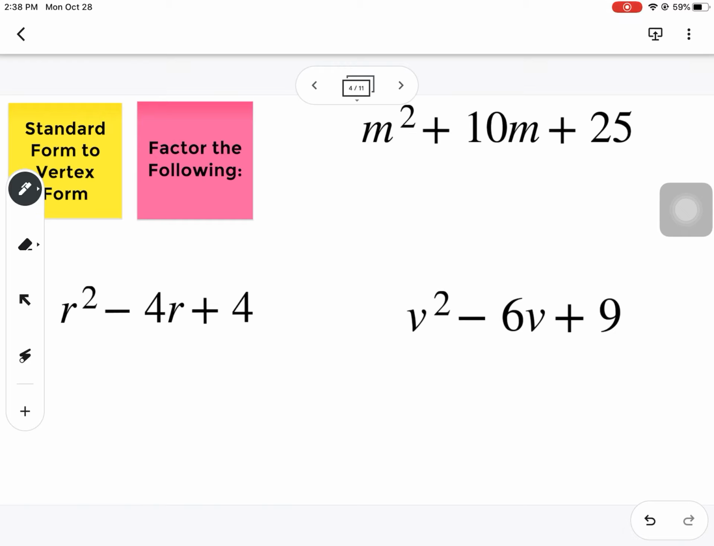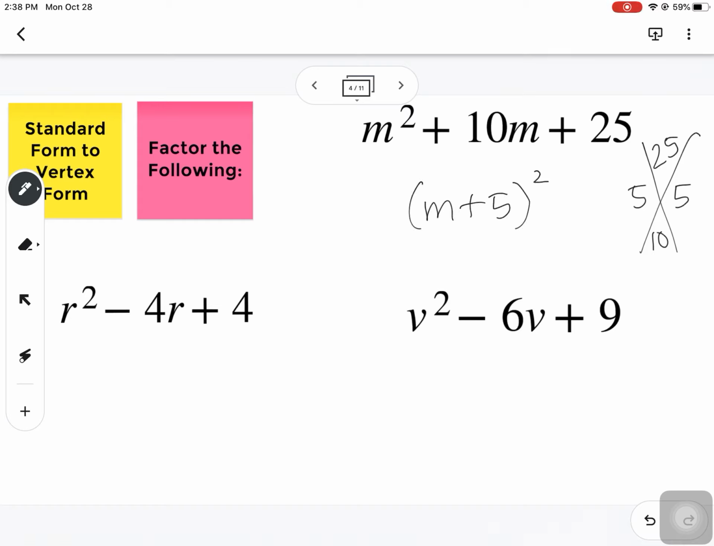Okay, when you factor this first one, multiplying to 25 and adding to 10 should be 5 and 5. When you go all the way through your work, what you're going to end up getting is m plus 5 squared. You should have 2 m plus 5s, again, stemming from the fact that you had the same number here. Okay. When you factor this, r squared minus 4r plus 4, multiplying to 4 and adding to negative 4, well, that's negative 2 and negative 2.